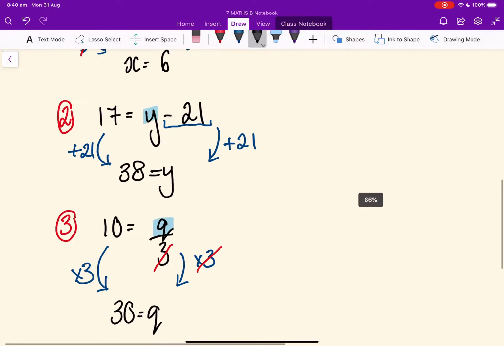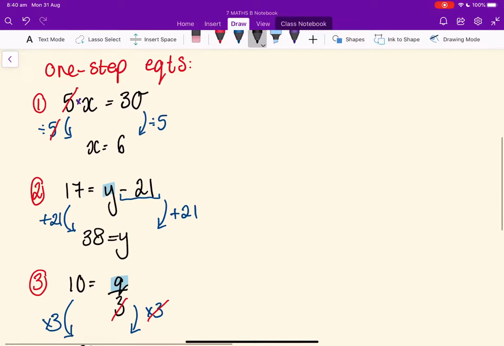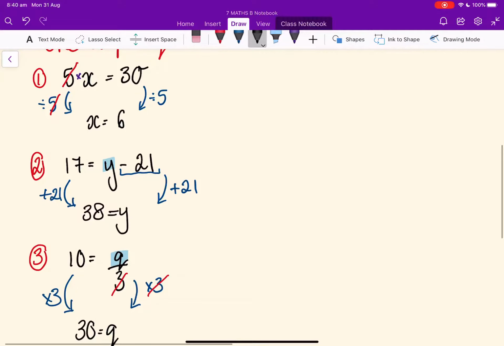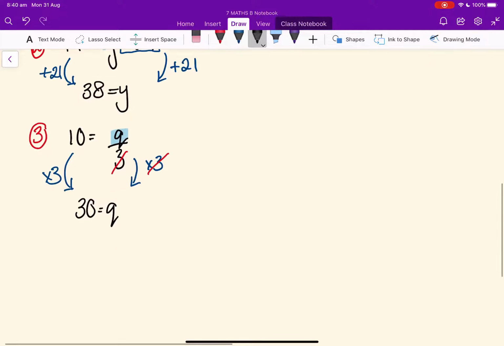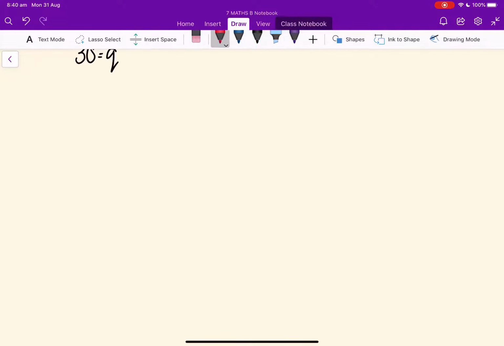So they were some one-step equations, and as you can notice, I've just basically done one thing to each of them, okay? It's one step. Now I'm going to show you one more set of examples, and with these examples, it's going to require us to do one extra step, okay? I'm going to make a title, and I'm going to say two-step equations.